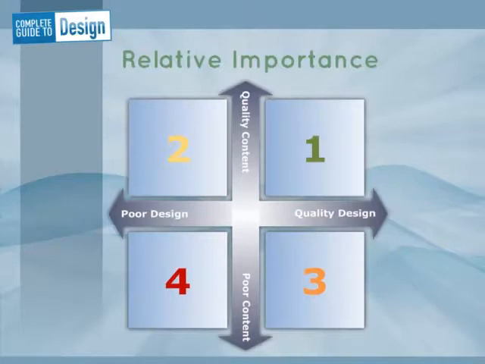A much more realistic objective, however, at least to start out, is to aim for number 2, quadrant 2 in the top left-hand corner there. To have reasonable design, but fabulous quality content. At the outset, don't set the design bar too high. If you're in any way limited for time, then you want to focus on content first, not design.